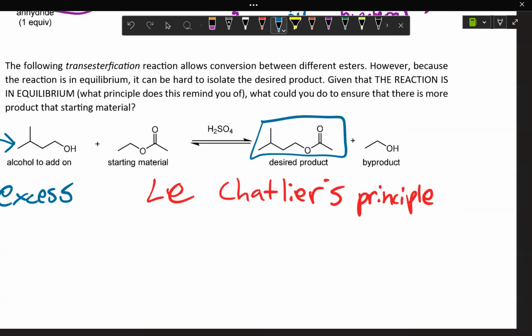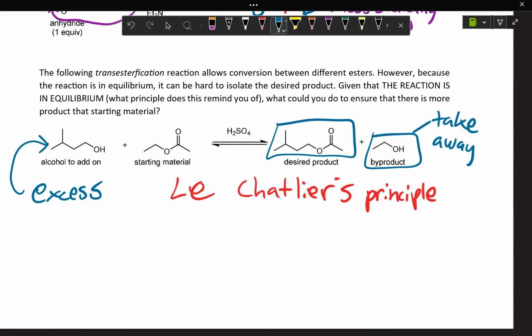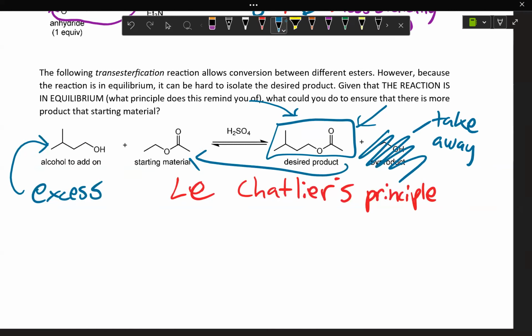Or the other thing you can do is kind of the opposite, is take away this other alcohol. Because if you take away, and really the process is distillation. If you distill or take away this other reagent on this side, then that means that once this ester is created, if you've taken a lot of this away, then that means there is nothing for this ester to react with in order to convert back to that ester. So those are the two things you can do.